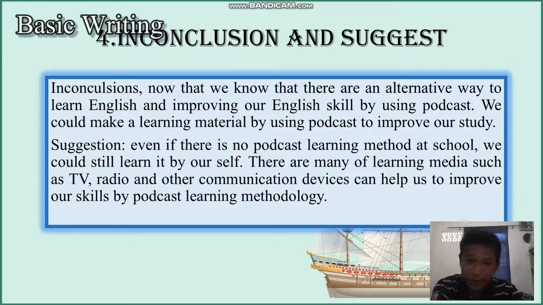Based on the findings of our presentation, I would like to give a suggestion as a student who still needs to learn and still doesn't know too much. Even if we don't use a podcast method in learning English at school, we could still learn by ourselves. Many learning media such as television, radio, and other communication devices can help us improve our skills.